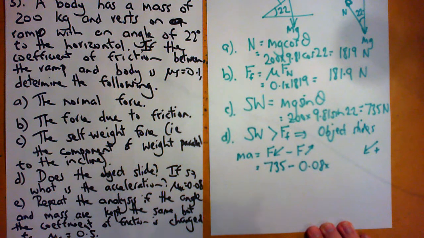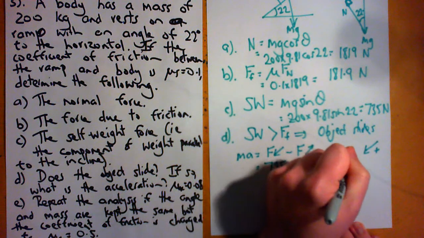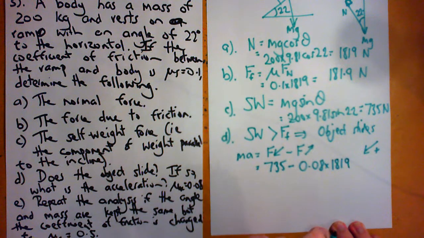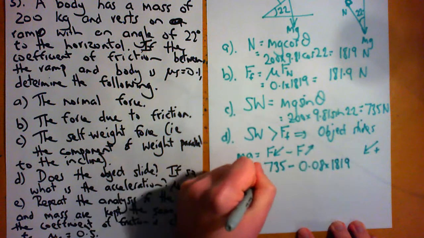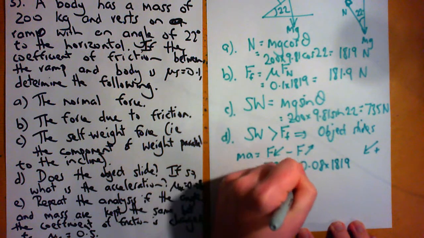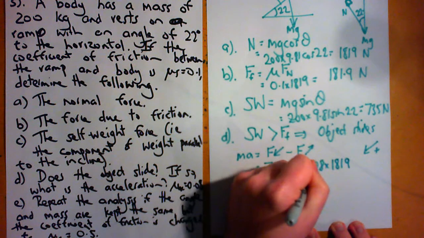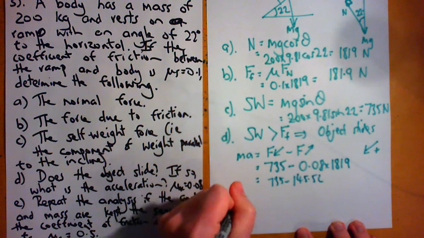So we get 0.08 multiplied by the normal force for friction. So that's 0.08 times the normal force, 1,819. If we calculate that we get a force due to kinetic friction, and 735 minus this works out to be 145.52, and that's the mass times the acceleration.